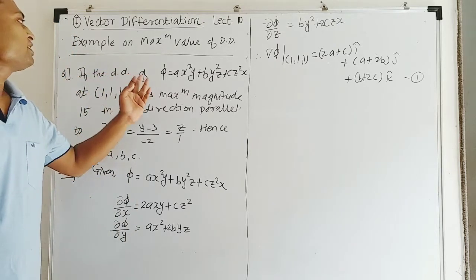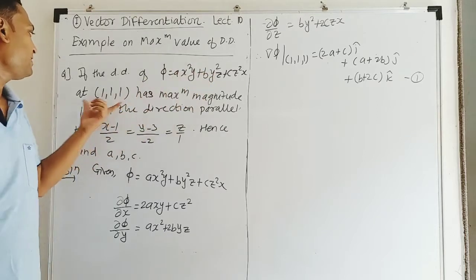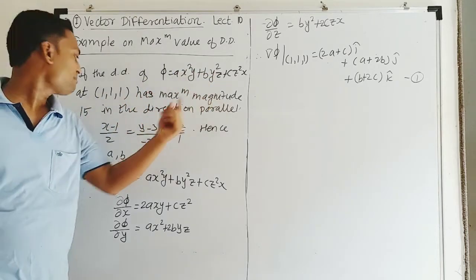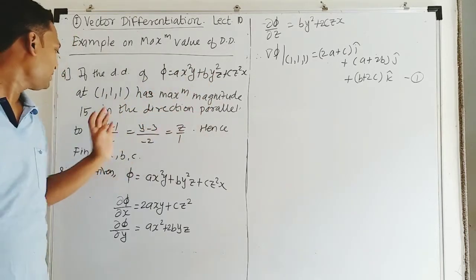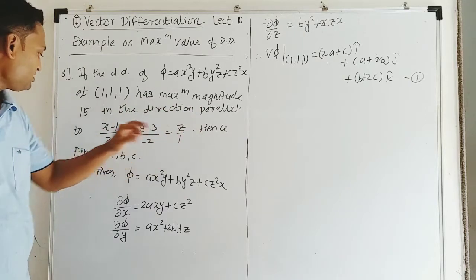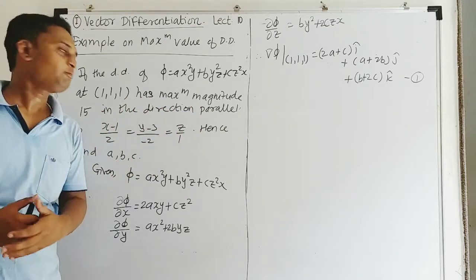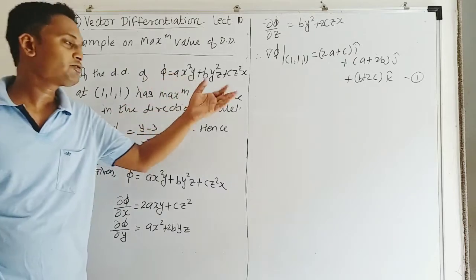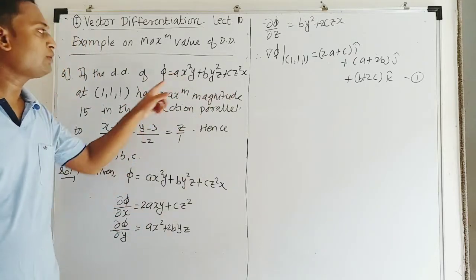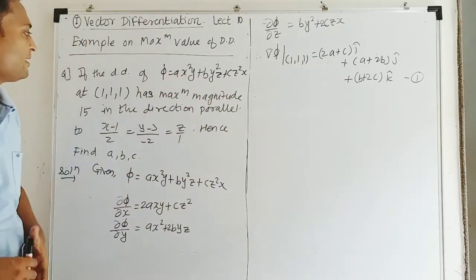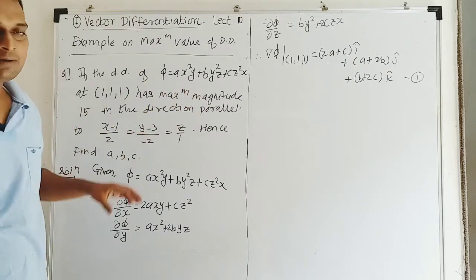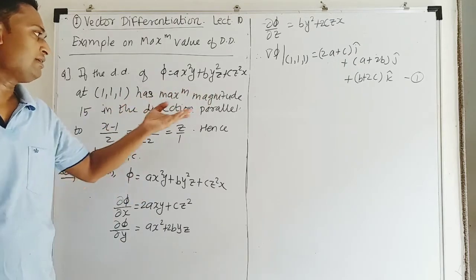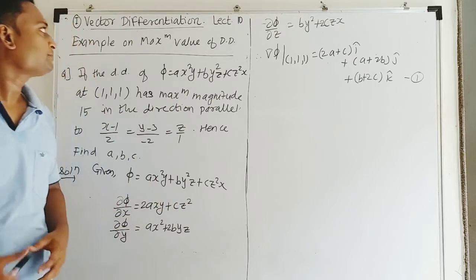If the directional derivative of phi, this surface at (1,1,1), has maximum magnitude 15 in the direction parallel to this line, hence find A, B, C. So in this type of problem, they will ask you to calculate the values of arbitrary constants involved in the surface phi. And for that purpose, we are going to use the concept of maximum magnitude and direction of the directional derivative.